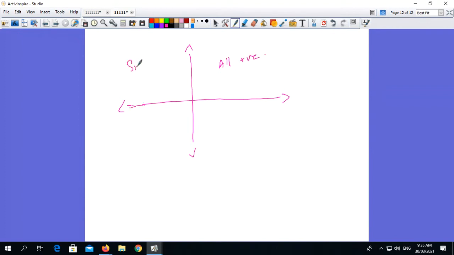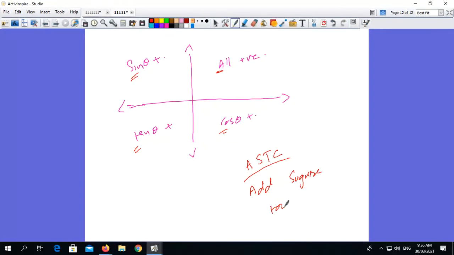In second quadrant sin is positive. In third quadrant tan is positive. In fourth quadrant cos is positive. If we take the first letter of these trigonometric ratios, then ASTC, or we may remember this by a sentence: add sugar to coffee.